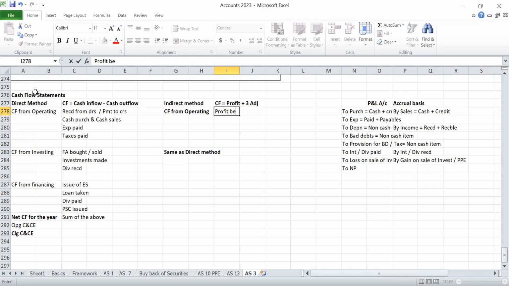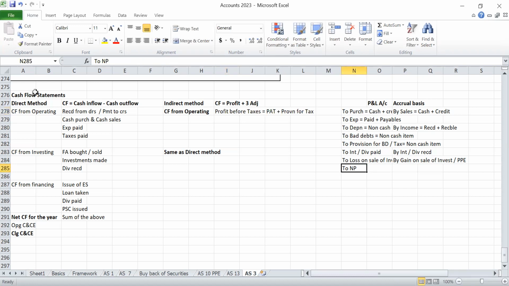Profit means profit before taxes I should take. How to get the profit before tax? Profit after tax plus provision for tax. If you add, you will get profit before tax. Profit after tax is nothing but the amount after providing for taxes. Correct? So if you add provision for tax, you will get profit before tax. This is the starting point.